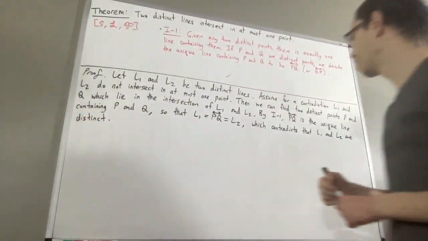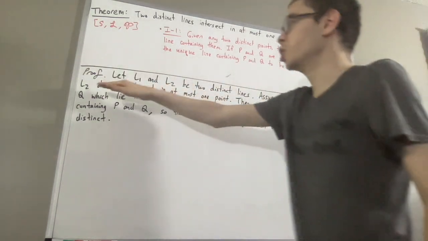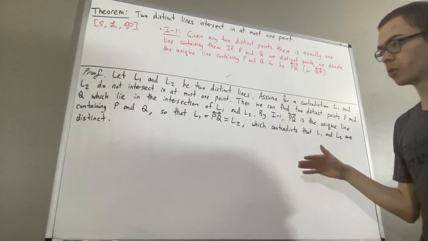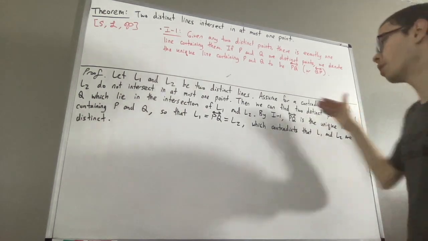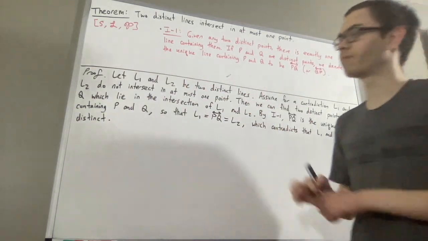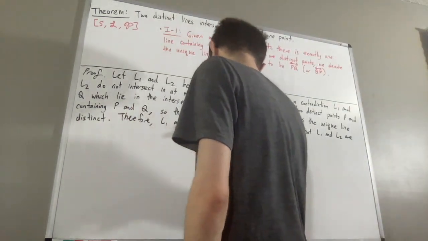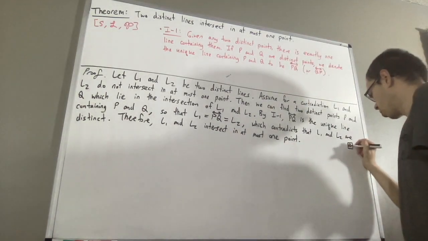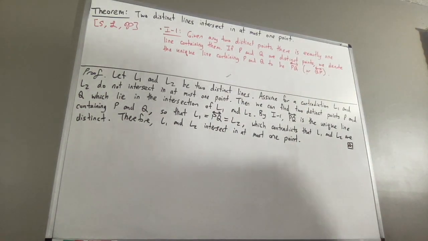Our assumption that L1 and L2 do not intersect in at most one point led us to a contradiction. So we must instead have that L1 and L2 do intersect in at most one point. And so this completes the proof. And so yeah, that's pretty much it for this video.